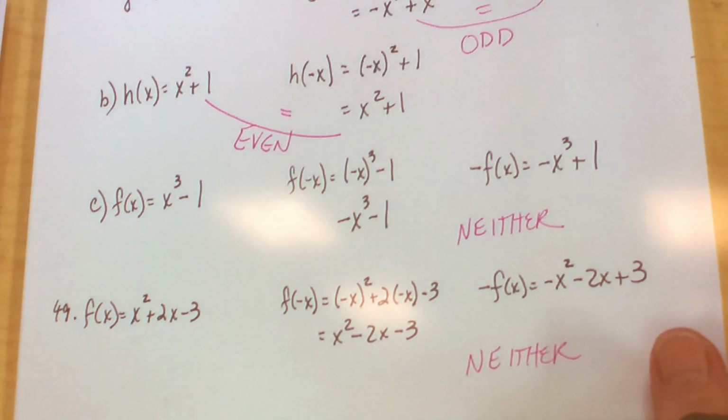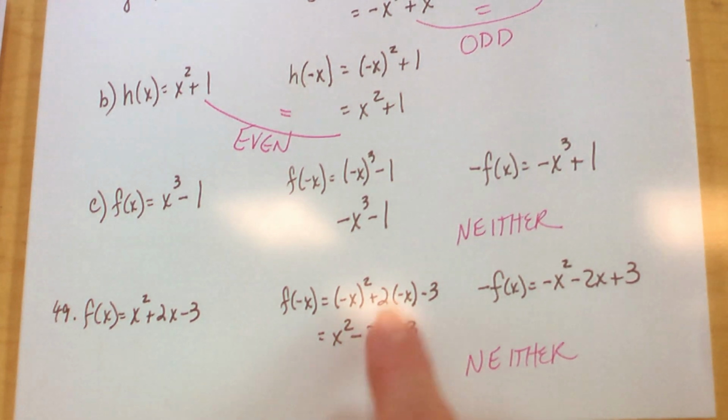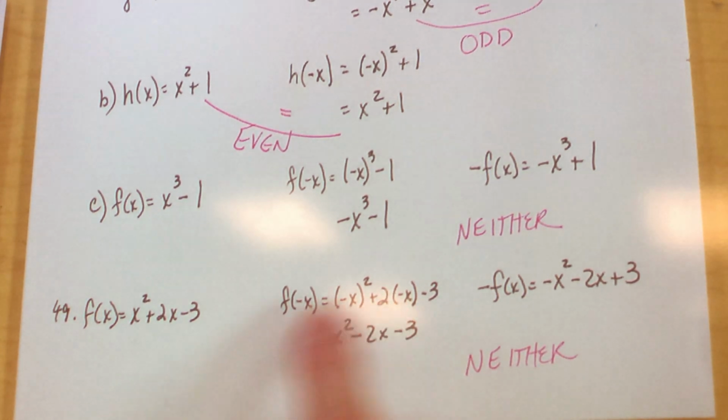Wait, why is that a plus 3 and not a minus? Because you have to change every sign, Eli. Not all the quadratic functions are even. If they put an X in there, it's not. Because think about it. This guy right here is moving this guy left and right of that y-axis.